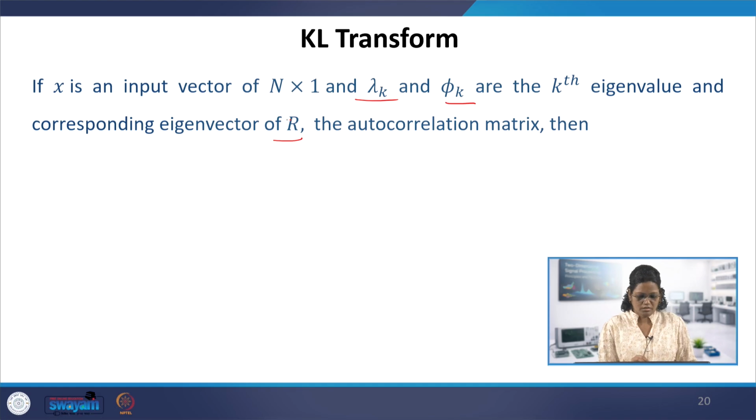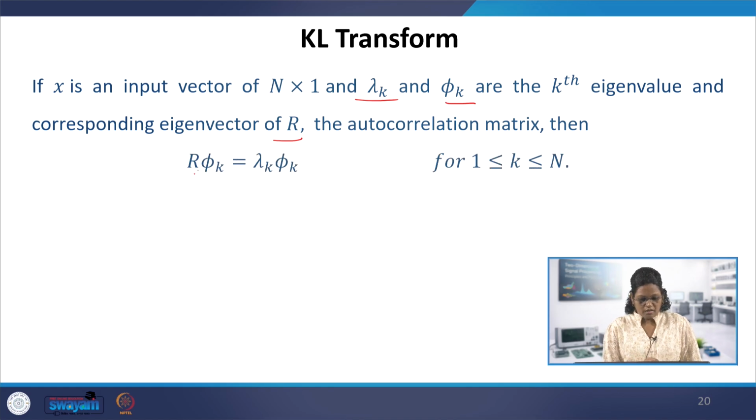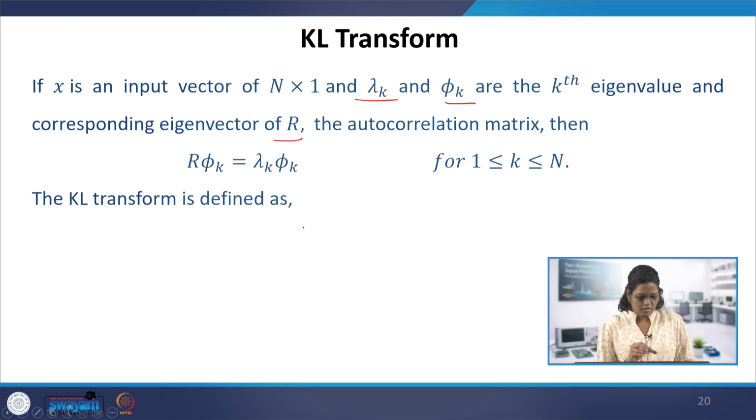So take x and find its autocorrelation matrix R, that is E of x x transpose, and then find lambda and phi, the eigenvalues and corresponding eigenvectors of this autocorrelation matrix. Then R phi k equals lambda k phi k, where lambda is the eigenvalue, like A x equals lambda x. So phi k is the eigenvector of R, valid for k varying from 1 to n. So this is the KL transform.